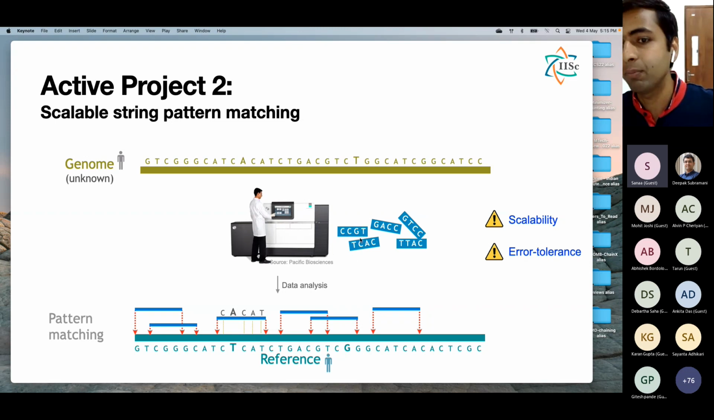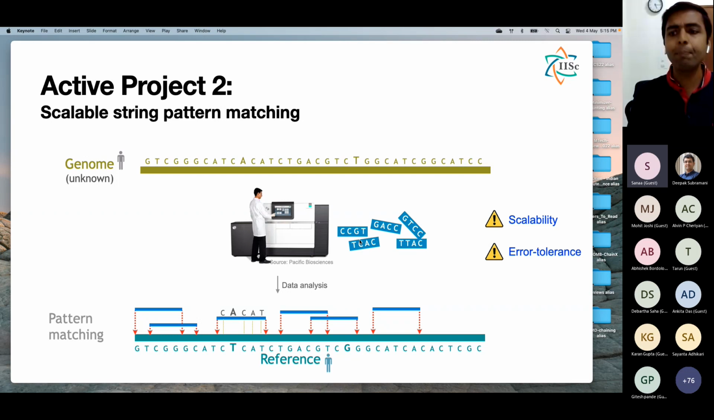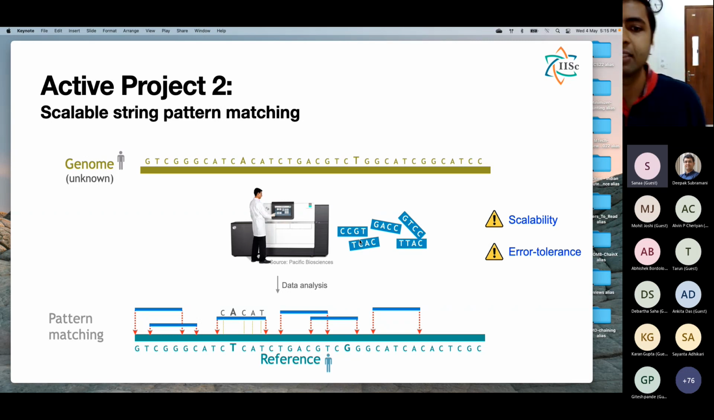For example, some of the characters may have errors. This C may actually be A in the original genome. So there is some corruption introduced by the sequencing instruments themselves. So the pattern matching algorithms have to be error tolerant. They have to allow a certain level of errors while doing pattern matching. There are similar domain-specific challenges which we address in this problem and ultimately give out the list of mutations that the sequenced genome has based on this analysis.